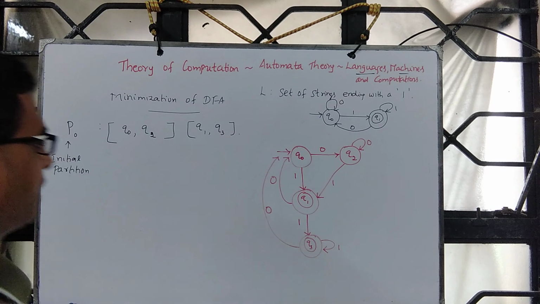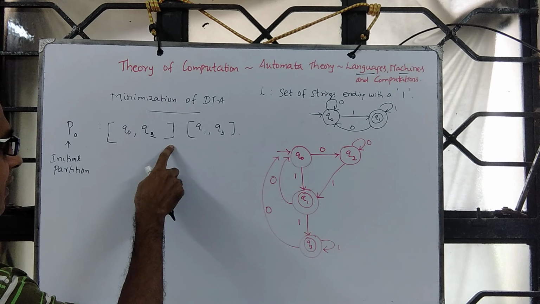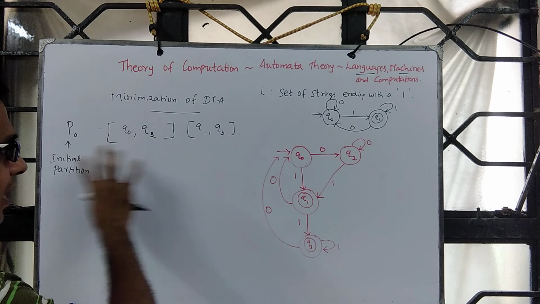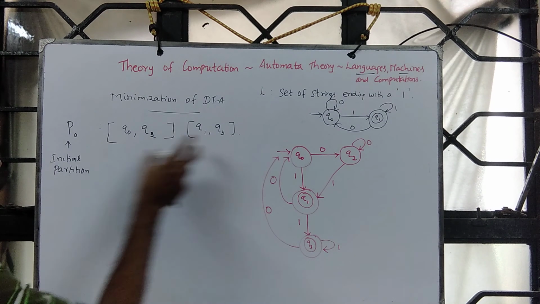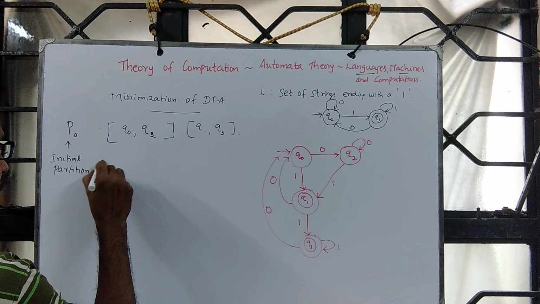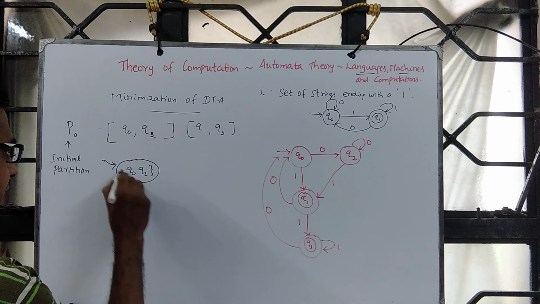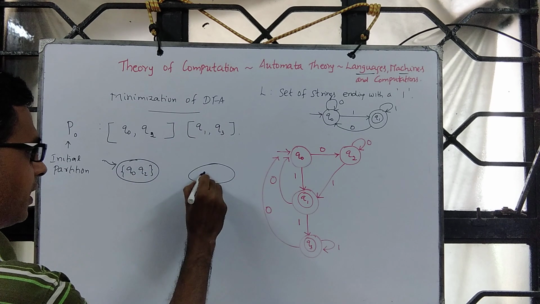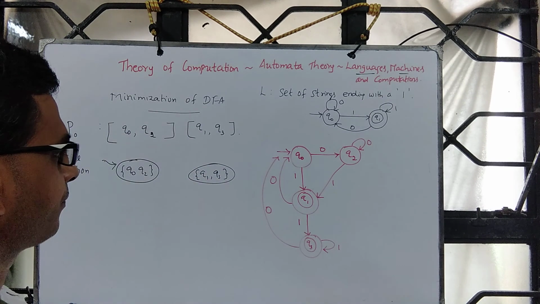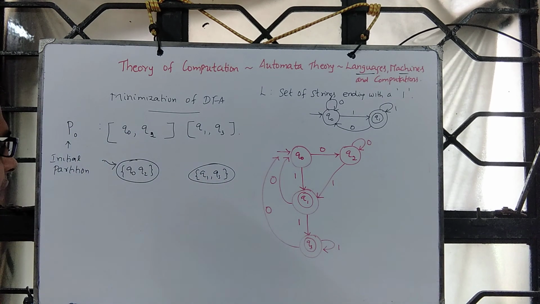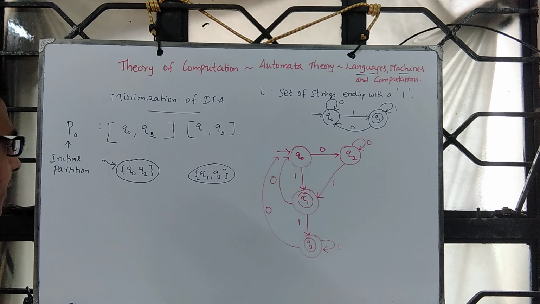Okay. Next, we want to know whether this will be our ultimate DFA, meaning this will become one state and this will become another. What am I saying? Q0 and Q2 will be one state, and Q1 and Q3 will be another state. Now let's see whether this will become our ultimate DFA.